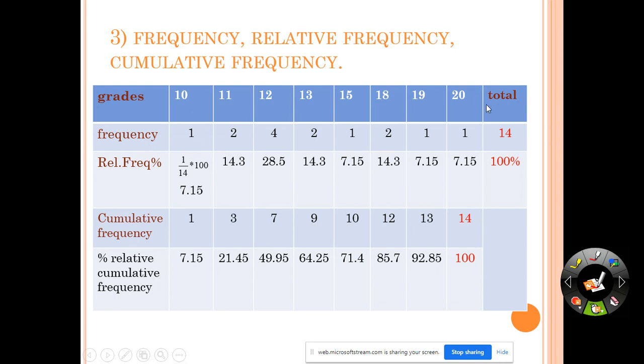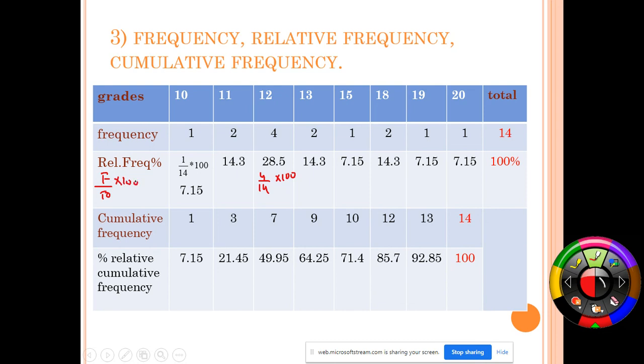Like 1 out of how many? 14. For the relative frequency, I always take the frequency over the total times 100. If it's in percentage, times 100; if I don't need the percentage, I don't multiply by 100. So it's 1 over 14. Here I would do 2 over 14 times 100, which gives 14.3. And for this one, it's 4 over the total times 100. So the relative frequency is the frequency over the total times 100. This is the formula. I have 1 out of 14, meaning 1 over 14 times 100, which is 7.15% who got 10 over 20. 14.3% got 11 over 20.